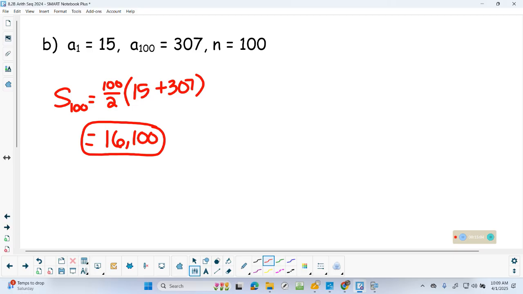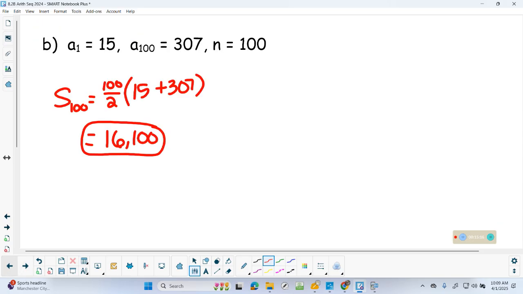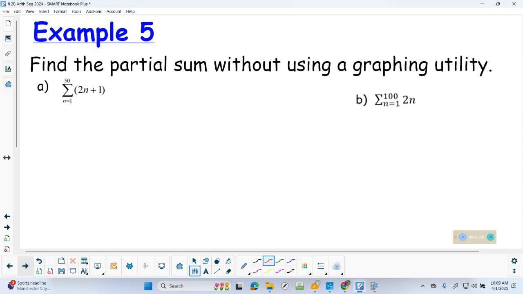Okay, final three. So we're going to do a couple still with the formula. Find that partial sum without using a graphing utility. Now, let's explain that. Of course, I might need my calculator to do this. I don't expect you to do mental math, that sort of stuff. But when it says without a calculator, that means you're not just hitting math 0. We're going to practice that again. Remember, math 0 pulls up the sigma notation and you can just punch that in and it'll spit the answer out. We're still using the formula like previous.